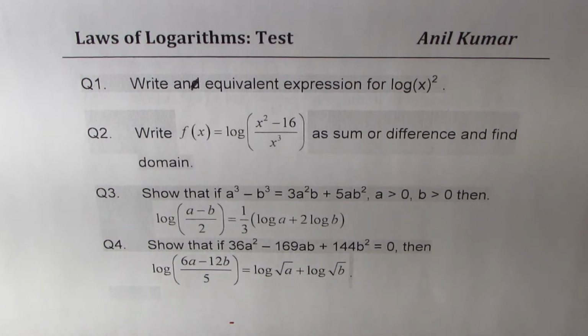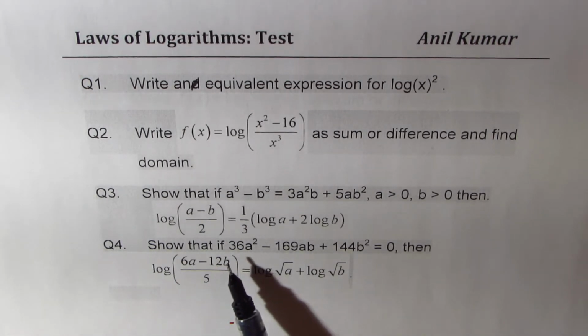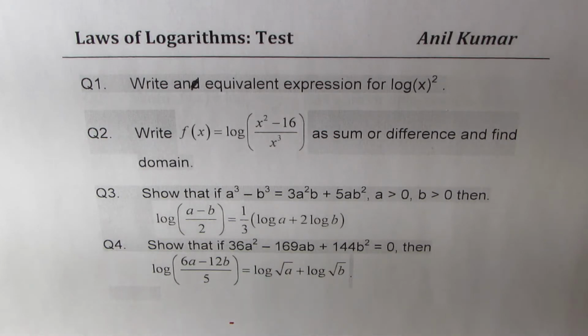Question number 4. Show that if 36a square minus 169ab plus 144b square equals to 0, then log of 6a minus 12b divided by 5 equals to log of square root a plus log of square root b. Let's begin with the very first one.